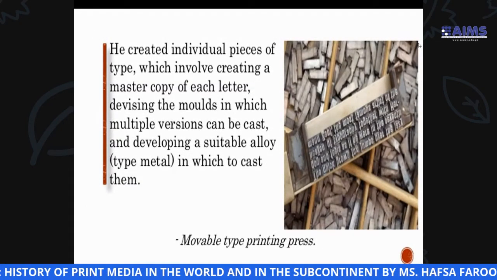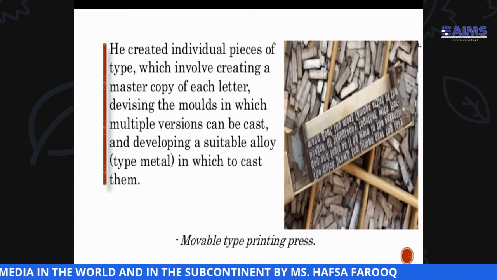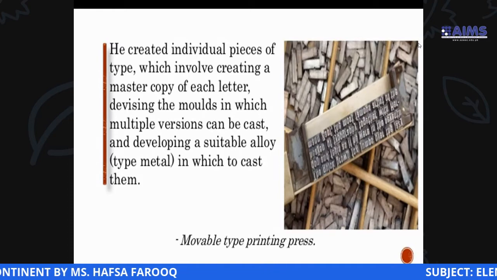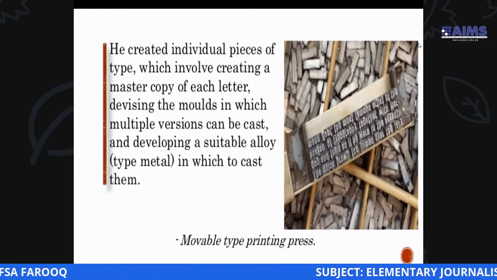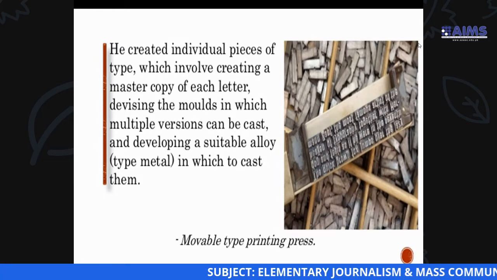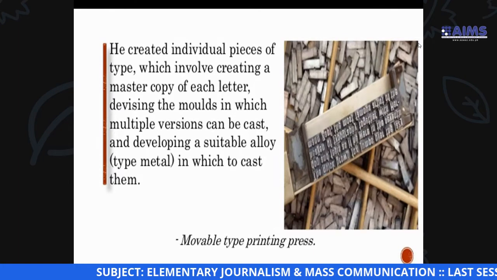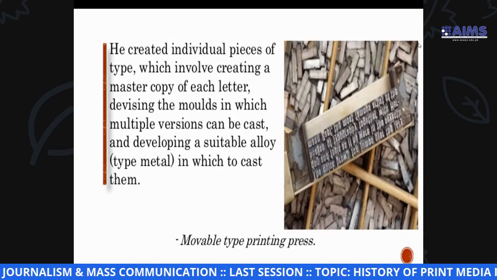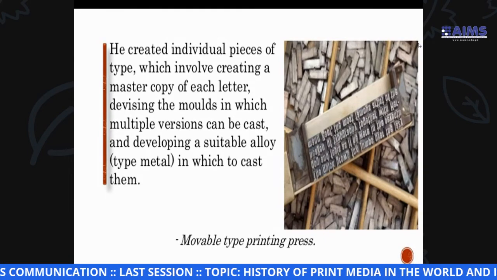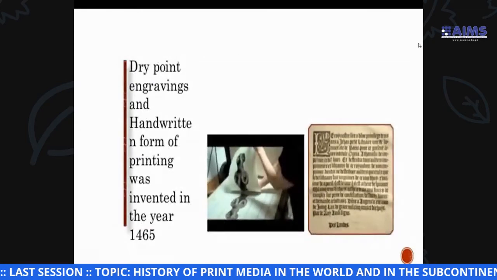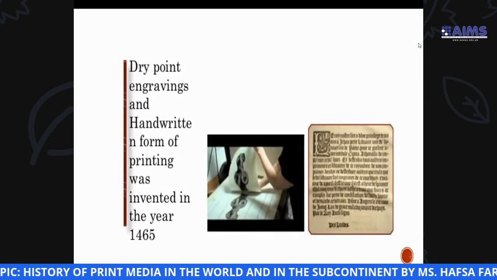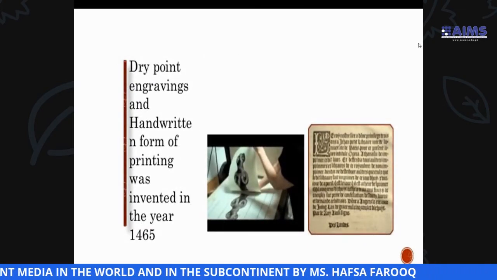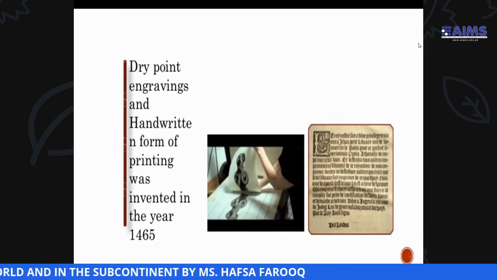He created individual pieces of type which involved creating a master copy of each letter, devising the molds in which multiple versions can be cast, and developing a suitable alloy metal type in which to cast them. This was the era of the movable type printing press. Next, dry point engravings and handwritten form of printing was invented in the year 1465.